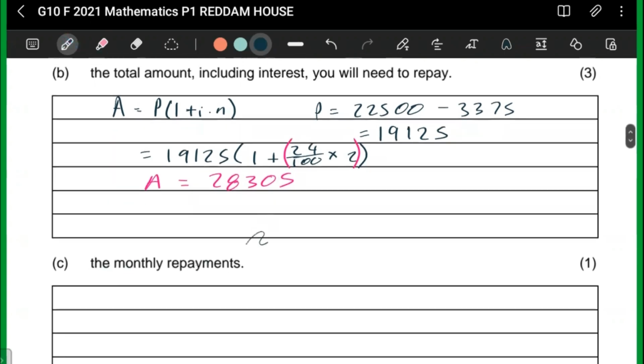Now they're asking us to calculate the monthly repayments. So it's going to be 28,305 divided by 24, because this is the amount you owe. You have to pay it over 24 months. So the amount you owe divided by what you pay over a period of 2 years, let's see what you get here. This amount divided by 24, what are we getting here? We're getting 1,179.38.